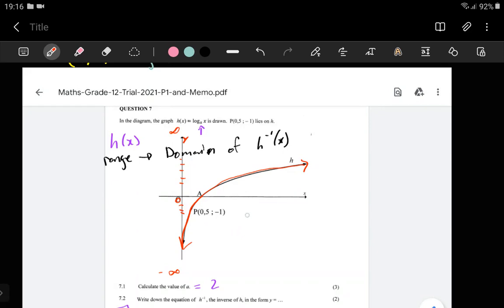So the range here of h of x is just y is an element of R. Because if you look at your image along the y-axis, it has no restrictions going down and no restrictions going up. In as much as it's stretching towards the right, it's going to be stretching towards the right while going up forever. So that's the range, because for range you just focus on the y-axis.